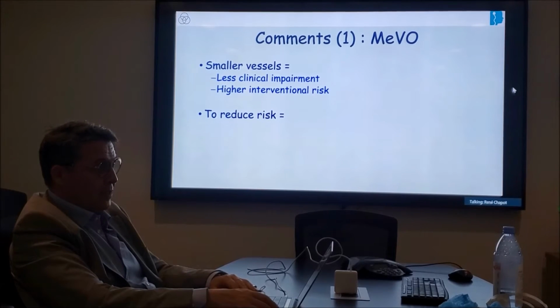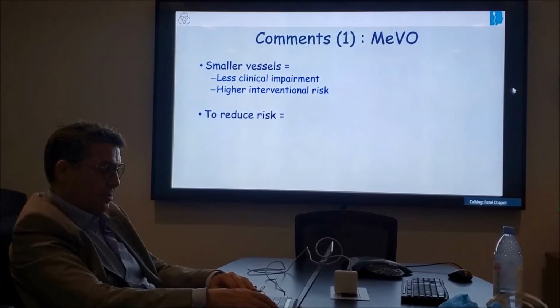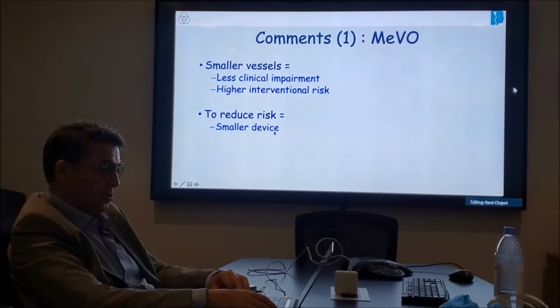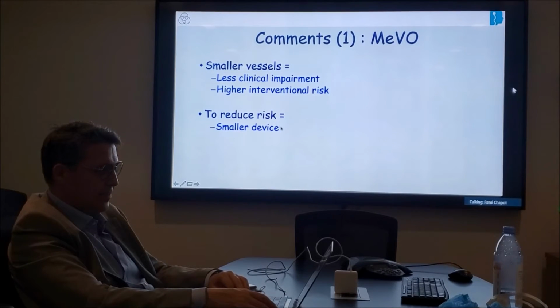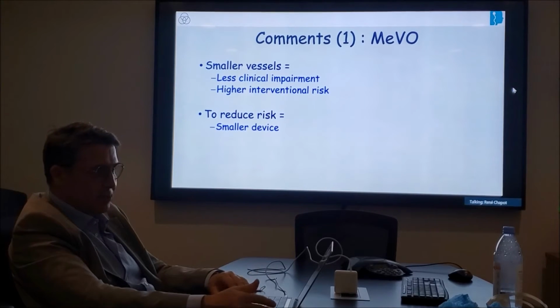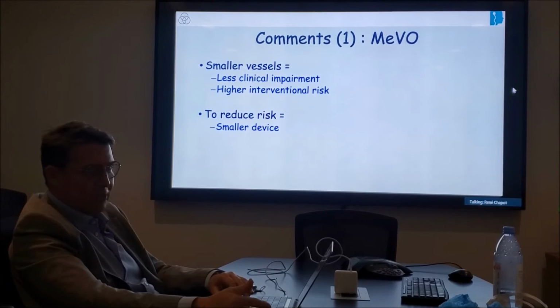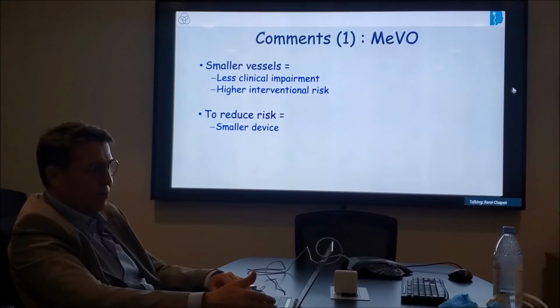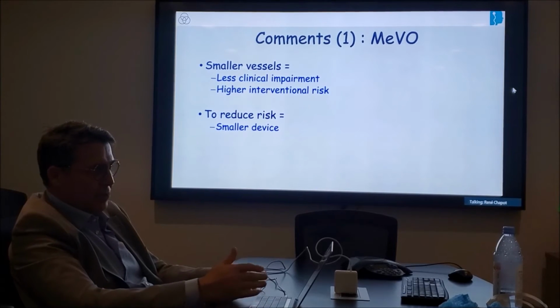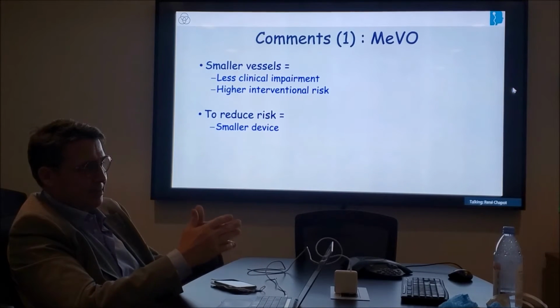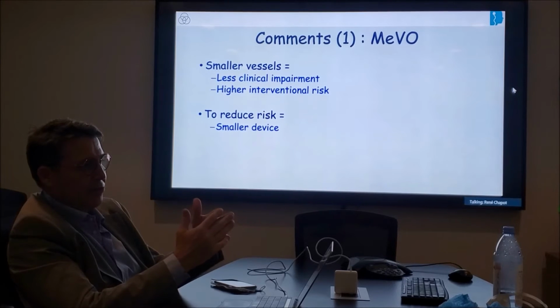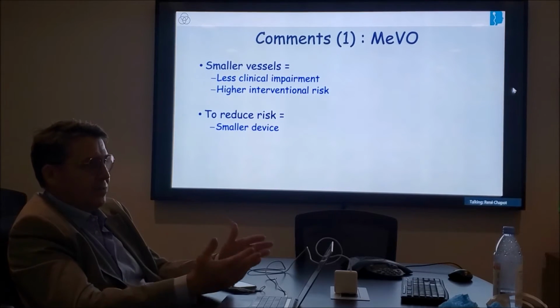And if you do it, then you must do it in the optimal conditions to reduce the risk. And optimal conditions is to take the smallest possible device. And I fully disagree with the concept of doing aspiration there, because aspiration is the largest possible device. And if you put the largest possible device in the smallest possible artery, you increase the risk of a situation where you enter into conflict and you create damage.